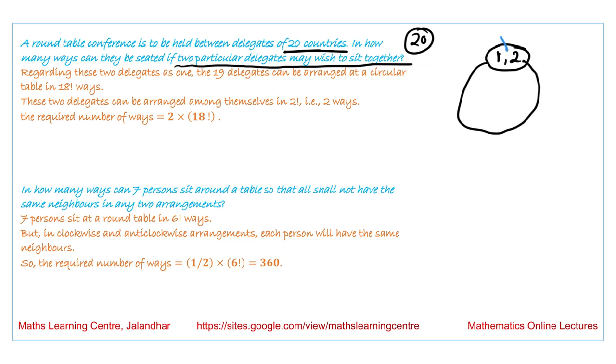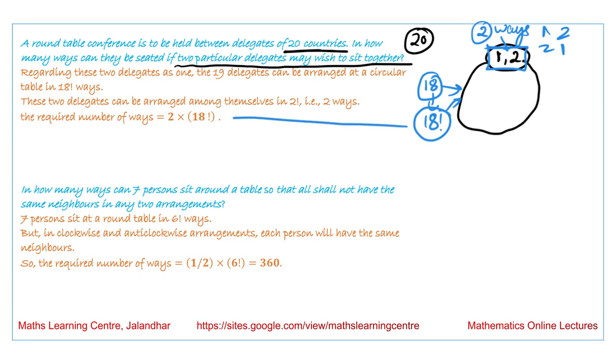Suppose we have fixed the position of these 2, so these can be arranged in 2 ways, 1 2 or 2 1, and the rest of the 18 can be arranged in 18 factorial ways. Now the position of these 2 is fixed and the rest of them can be placed in 18 factorial ways. So the total number of ways we have is 2 into 18 factorial. This is the answer.